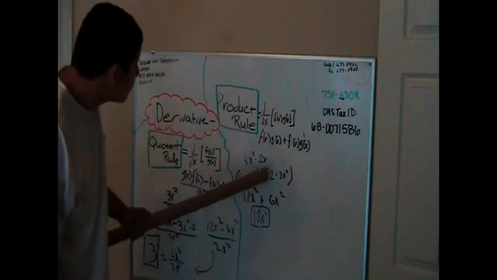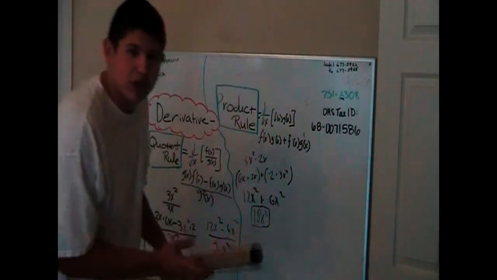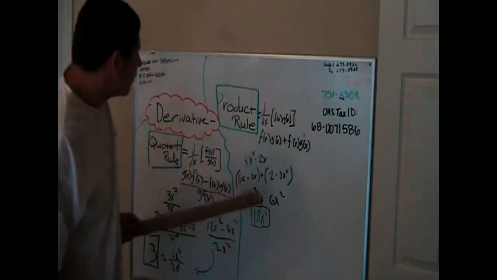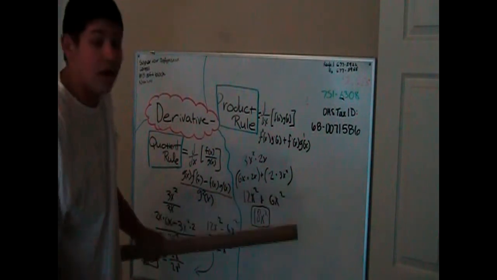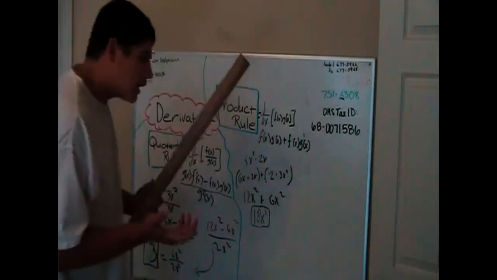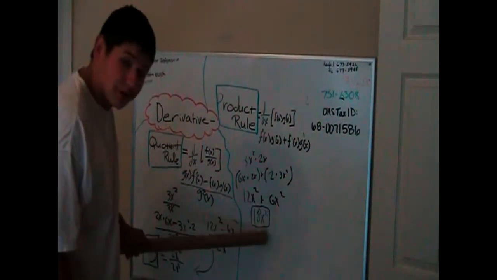Okay, so we work out the math here, we do a little bit of multiplication. I know that's pre-algebra stuff, we got that. We got 12x squared plus 6x squared, and conveniently they add into each other, so we get 18x squared.